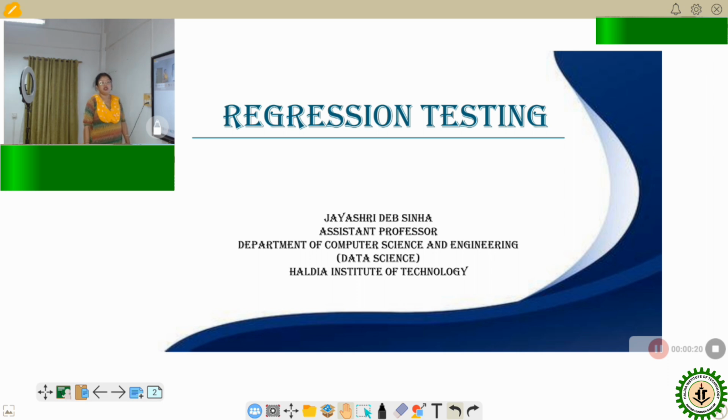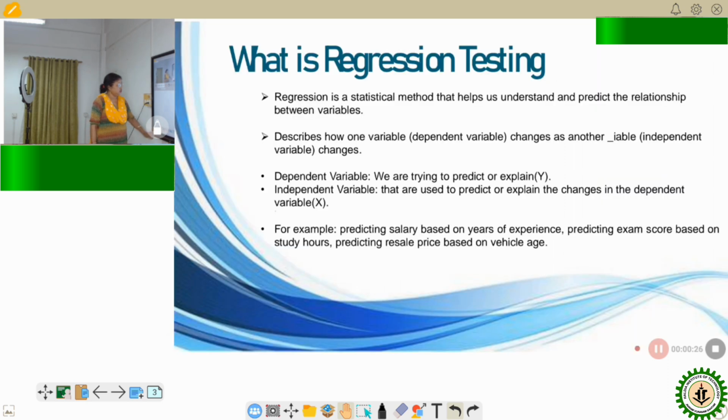I try to clear the topic regression testing. Regression testing is a statistical method, and it helps to understand and predict the relationship between the variables.